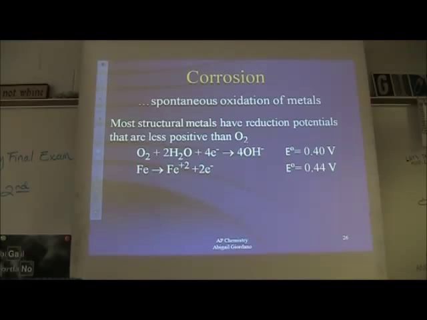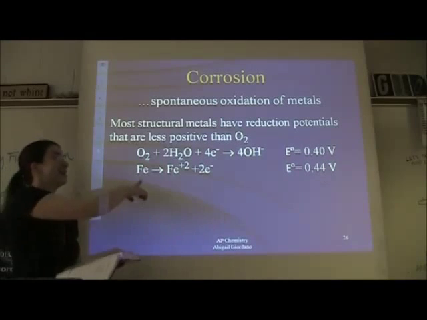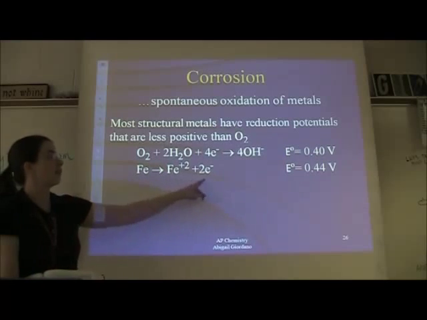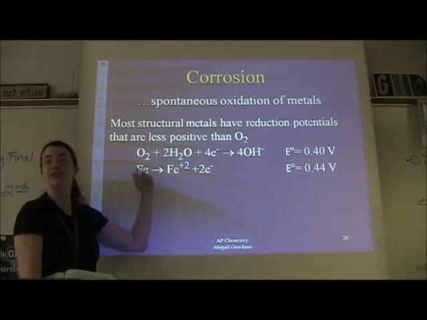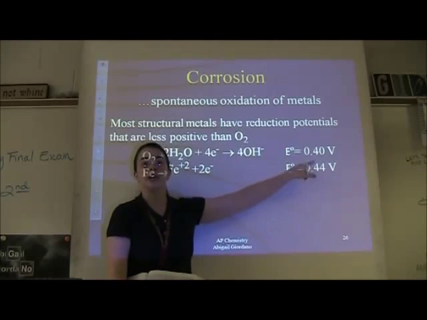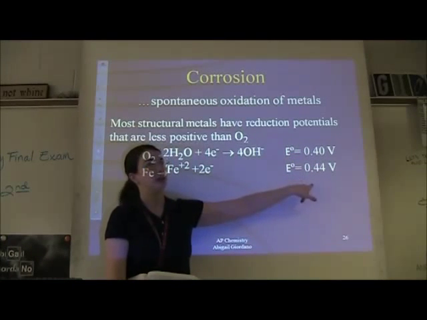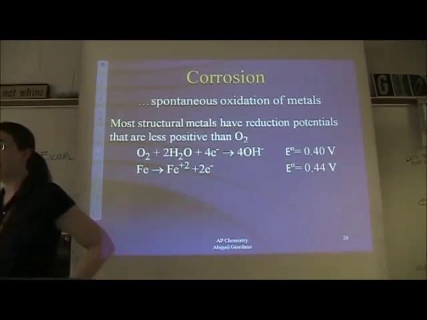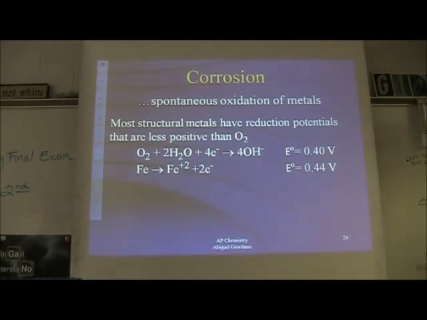Now, the most common building material is iron. That's what's in steel. This half reaction has already been flipped. If I add these two numbers together, do I get a positive total? Yes. That means all buildings that are built with steel exposed to the air will corrode. That's a problem. That's a big problem.